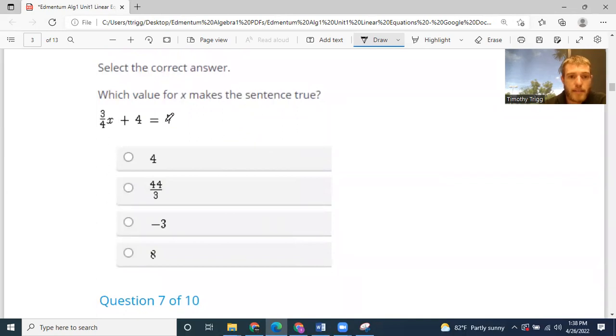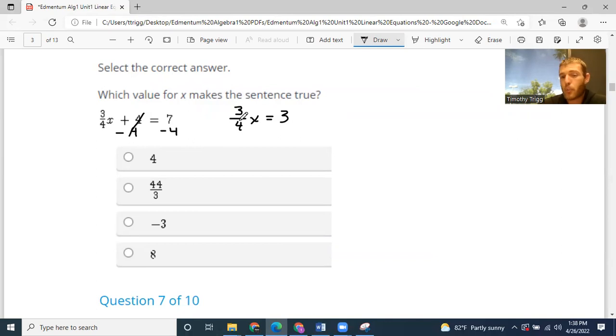What is the value for X that makes this statement true? So we're solving for X. What would be my first step? Well, I hope you can see that the first step would be to subtract 4 on both sides of the equation, giving us 3 over 4 x equals, these 4 cancel, 7 minus 4 is 3.